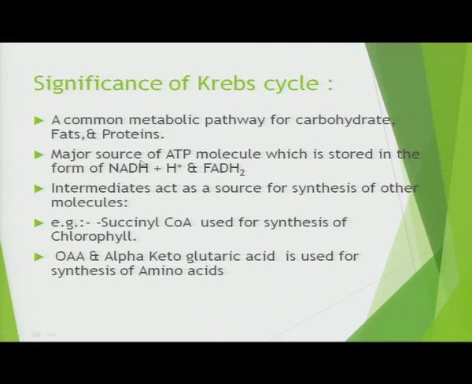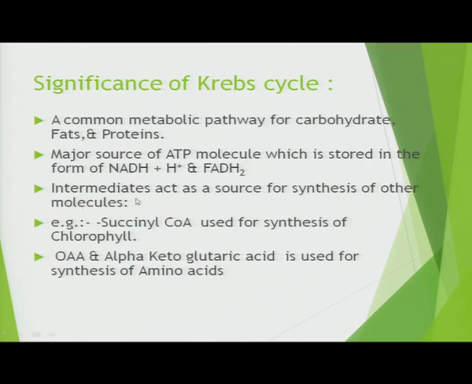We have already seen that NADH and H plus are formed in the various steps of the Krebs cycle, and FADH2 is also formed. Both are coenzymes. These coenzymes are going to be reduced and then further oxidized, releasing ATP molecules. NADH plus H plus releases 3 ATP, and FADH2 releases 2 ATP, which we will see in the next session.